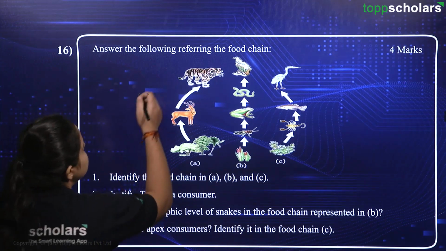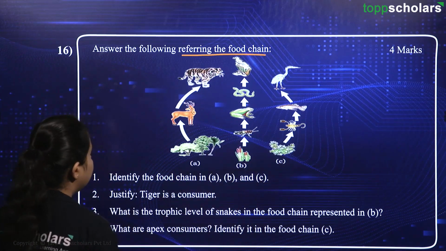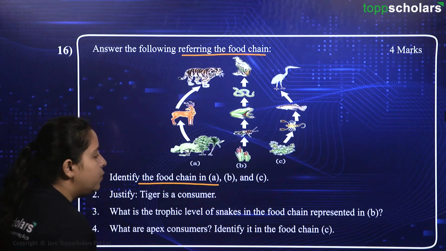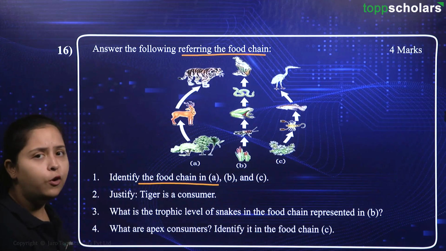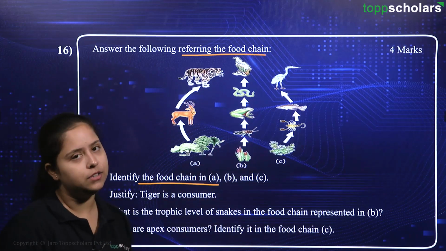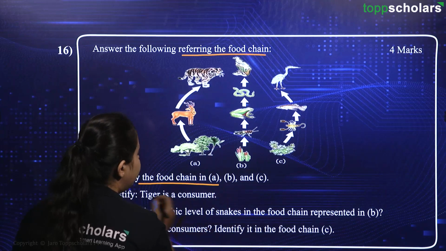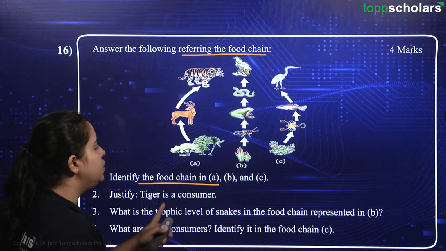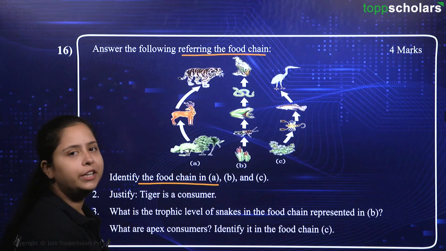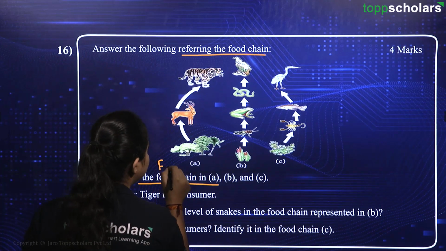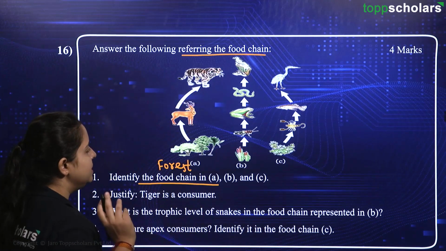The question says answer the following referring this food chain. This is A, B and C. First part is identify the food chain in A, B, C. Obviously we are provided with 4 parts, so each of these sub parts will have 1 mark. So herein we are supposed to identify the food chain in A, B and C. So here friends, there are large trees which are present over here. So yes, this is a forest food chain. Forest ecosystem is being shown to you.